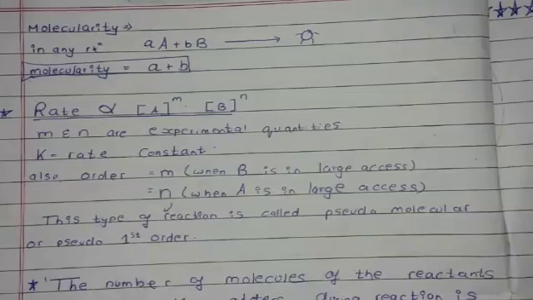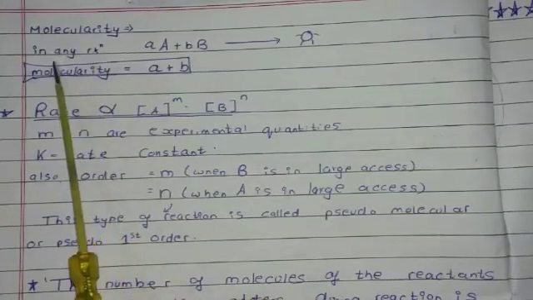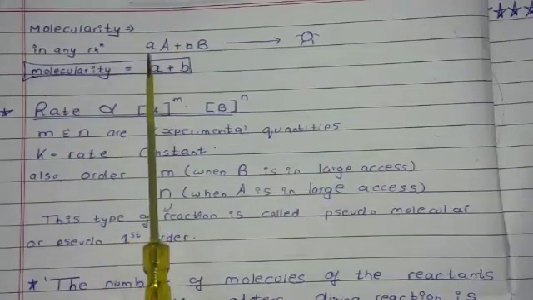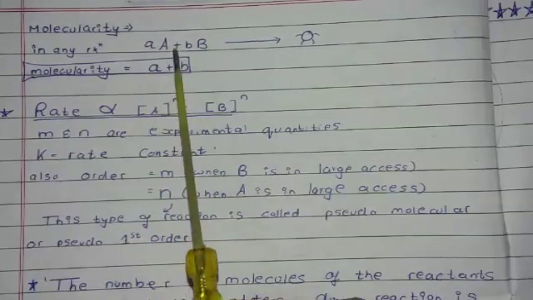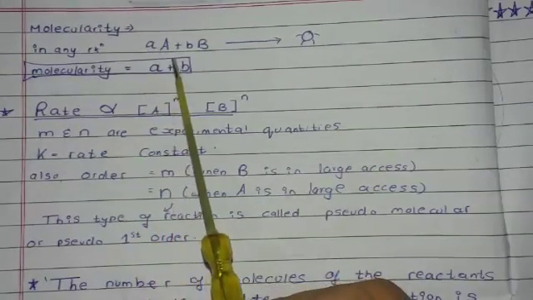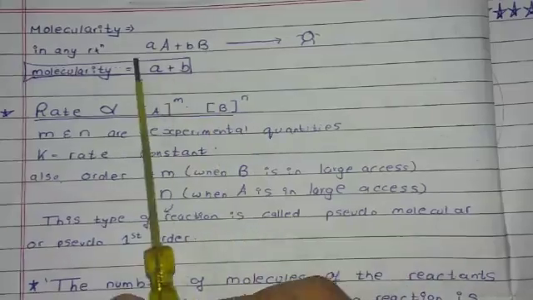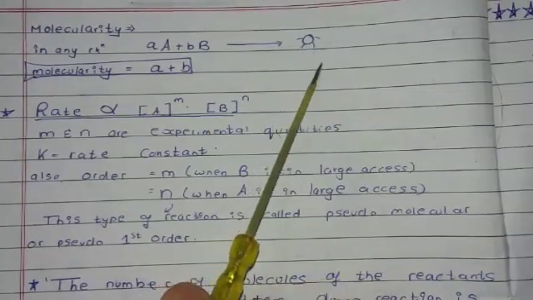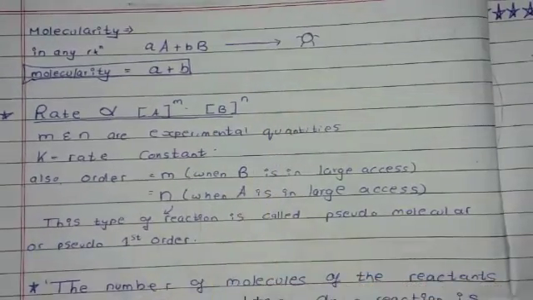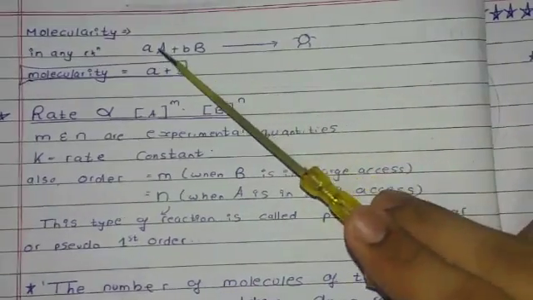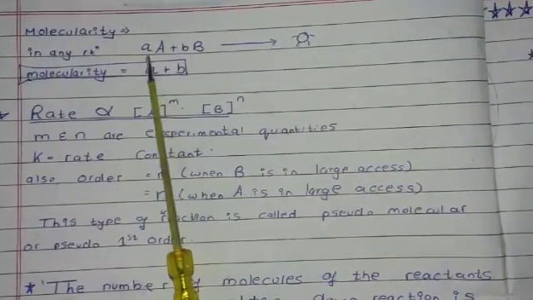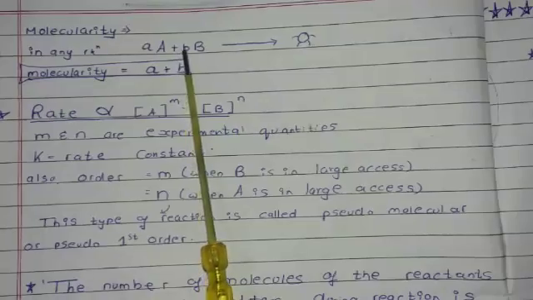Most simple part of this chapter, molecularity. In any reaction where a moles of A, that is small a moles of capital A, plus small b moles of capital B, gives us any product. Then molecularity is nothing but a plus b, as you can read here. Simply the summation of the number of moles.